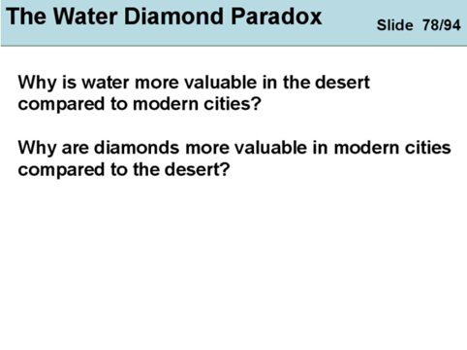So why this inversion? And of course the answer is scarcity. Water is very scarce in the desert, and diamonds are scarce in modern cities. So the more scarce something is relative to its need or to its want, the more valuable it will be. So a Rolls-Royce is more expensive than a Fiesta because there are fewer Rolls-Royces.